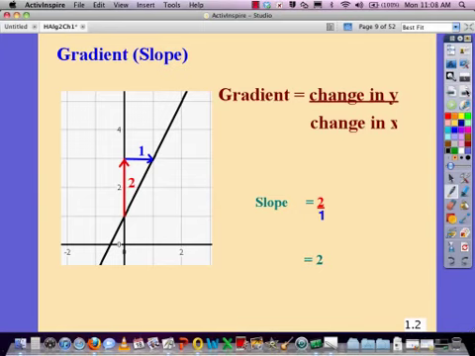Slope is known also as a gradient. I believe our textbook does not call it that, but it's just another word in your vocabulary. Slope is known as your change in y over your change in x. Some of you have learned the equation y minus y over x minus x.